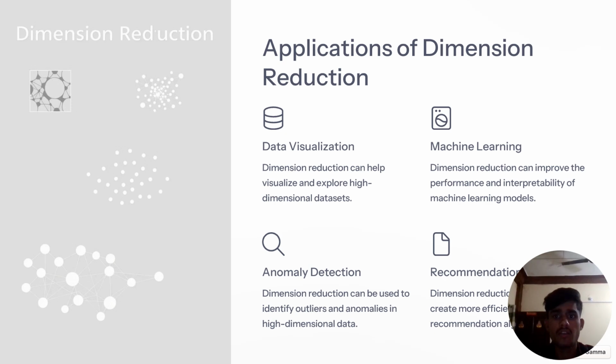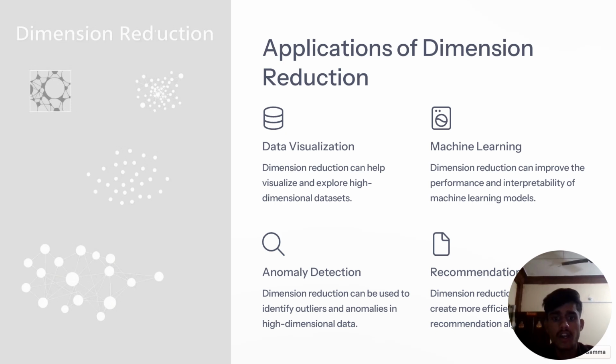Applications of dimension reduction: data visualization, machine learning, anomaly detection, recommendation. Dimension reduction can help visualize and explore high-dimensional datasets. It can improve the performance and interpretability of machine learning models.